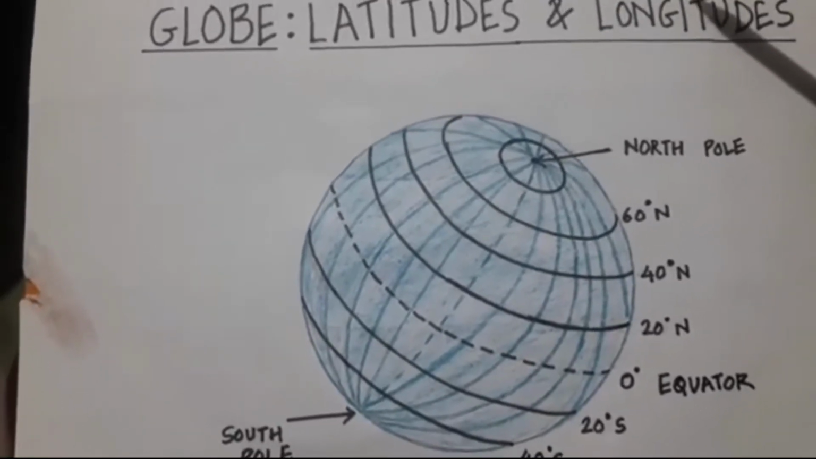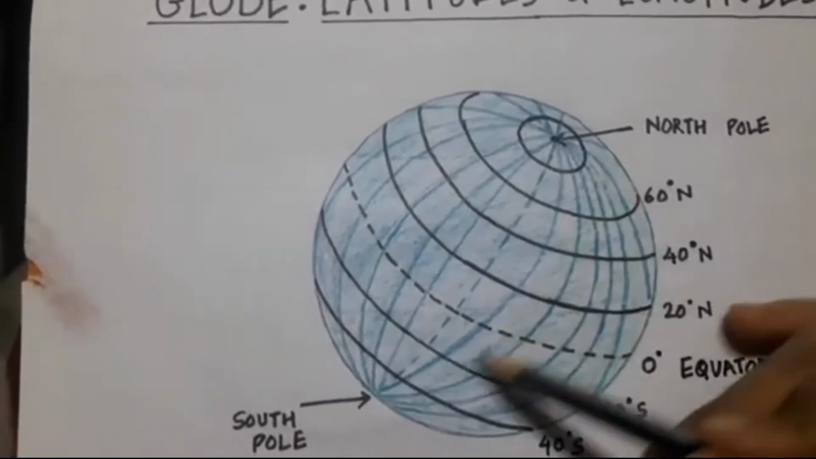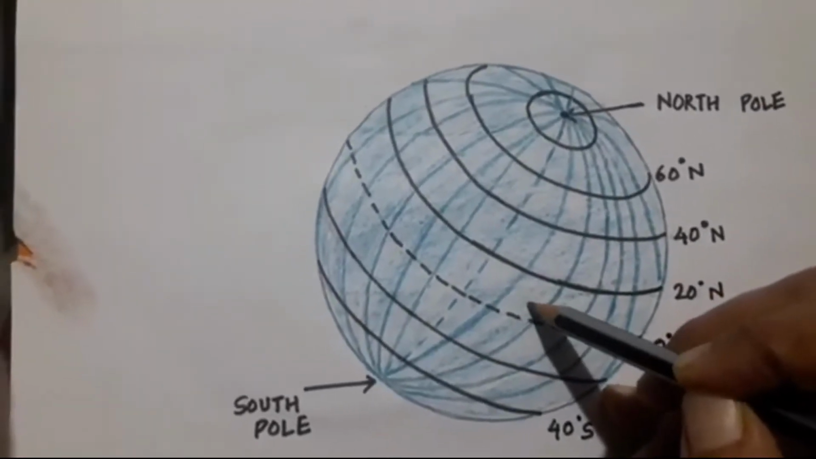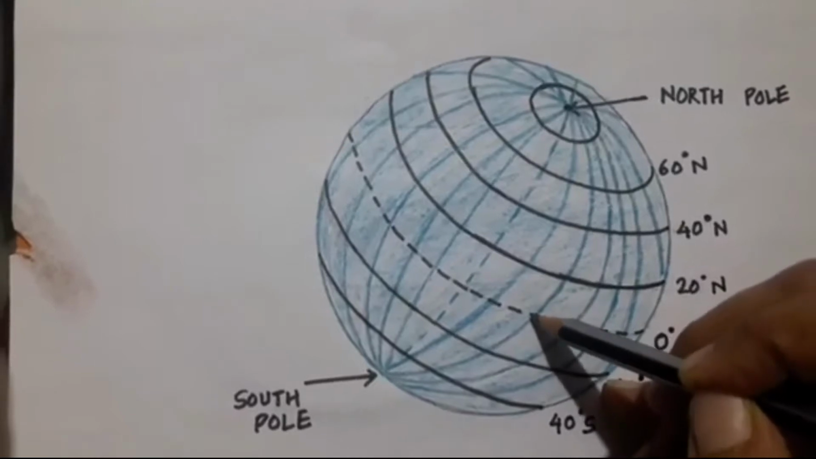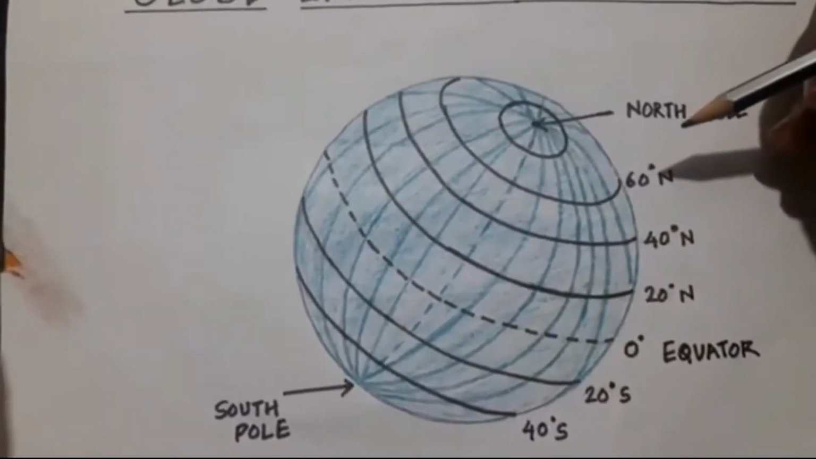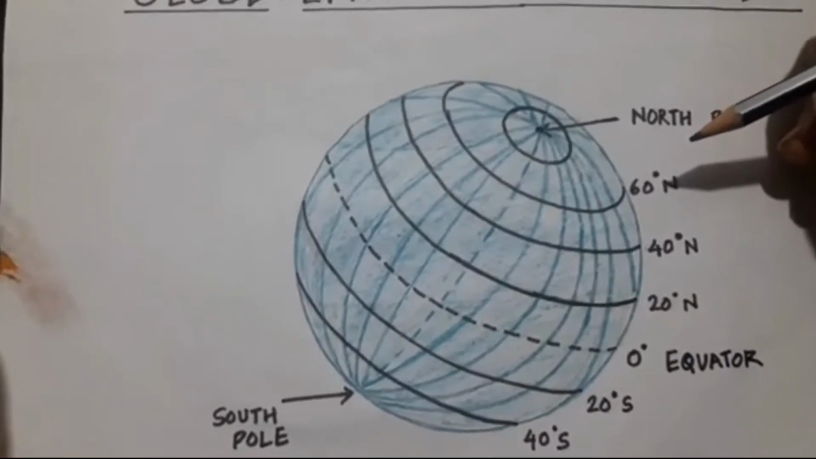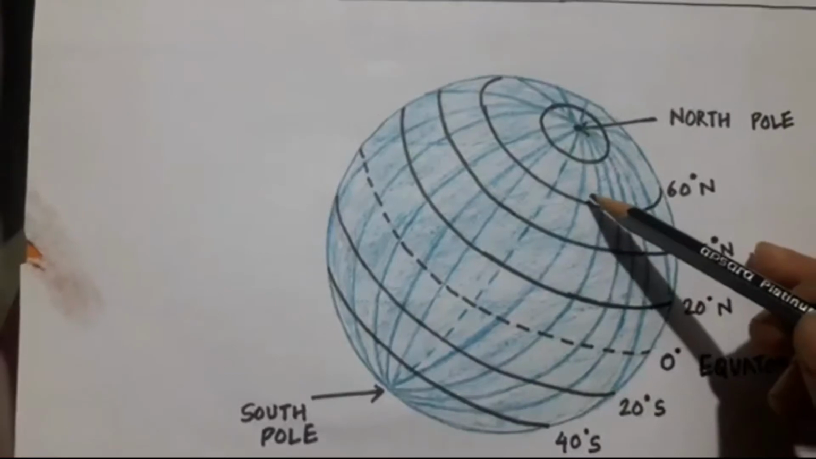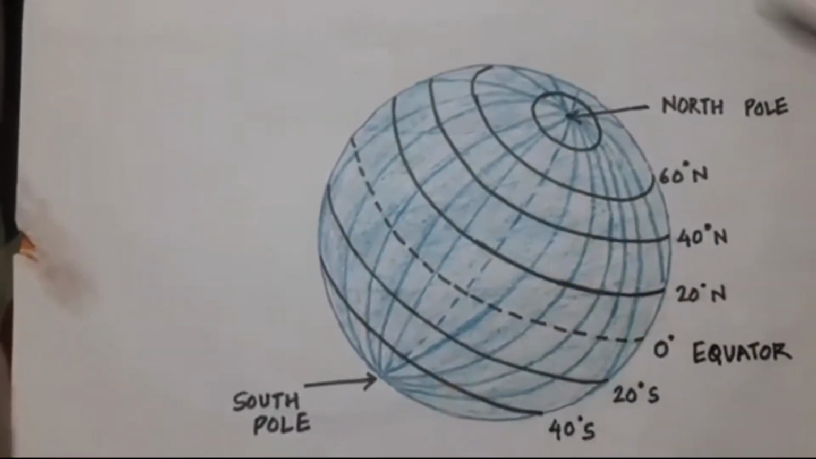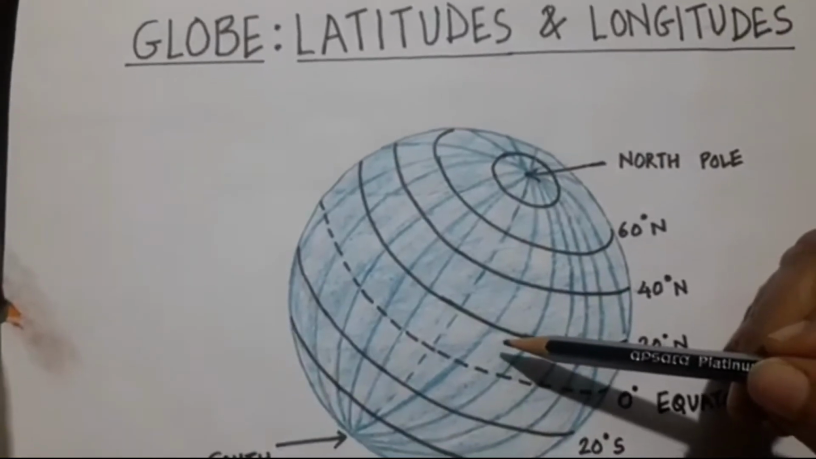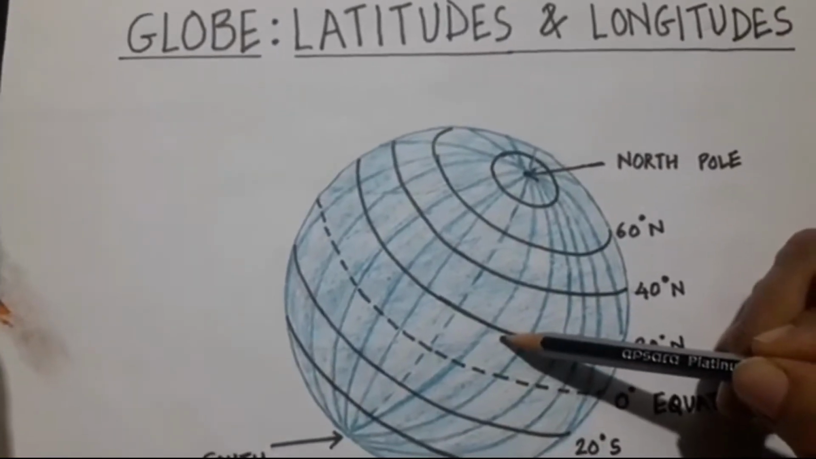Now what are these lines for? Now these imaginary lines help us to find the exact location of a place on a map or a globe. These imaginary lines are the lines of latitude and longitude. So let us see more in detail about latitudes.